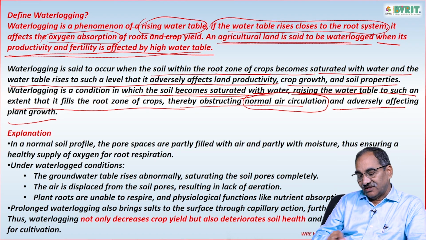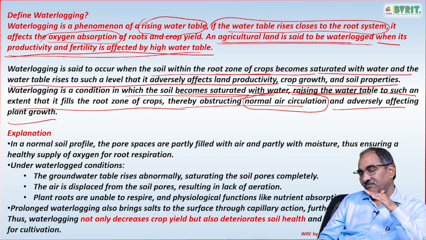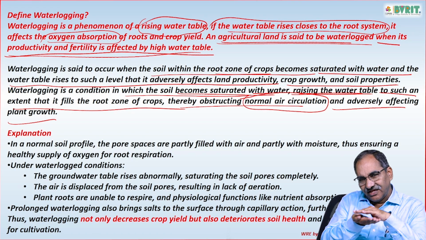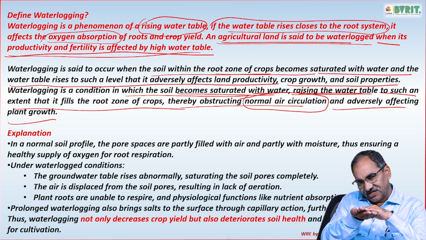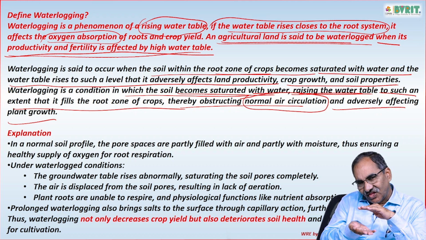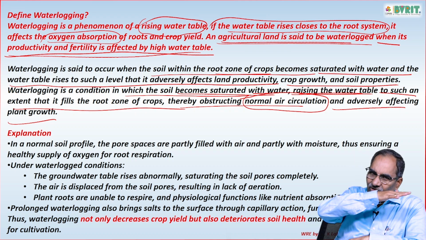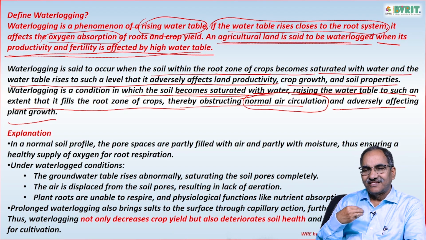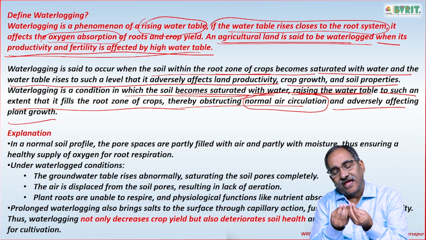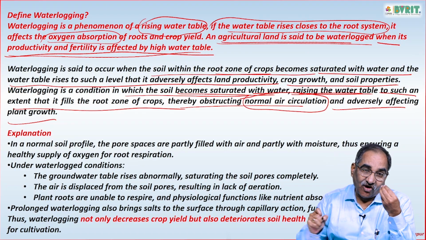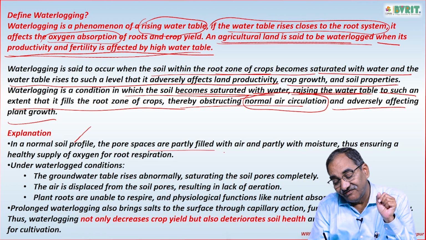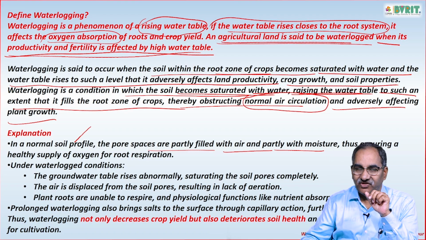This understood? So once again I will tell, what do you mean by that? Waterlogging means the water table has increased, the water level in the soil has increased almost nearer to the ground level. Nearer to the ground level, in the sense that naturally, for a normal soil profile, the pore spaces are partly filled with air and partly filled with moisture.